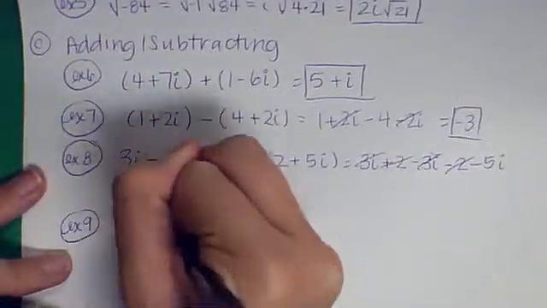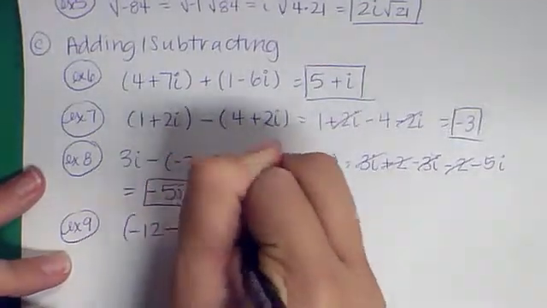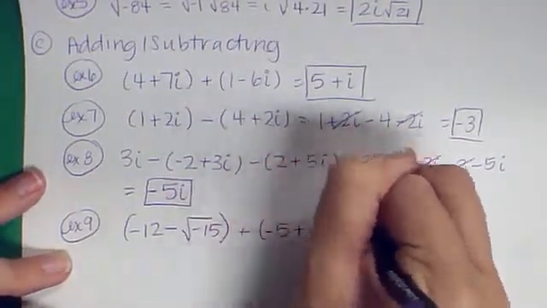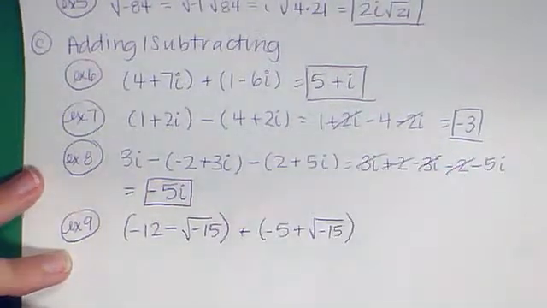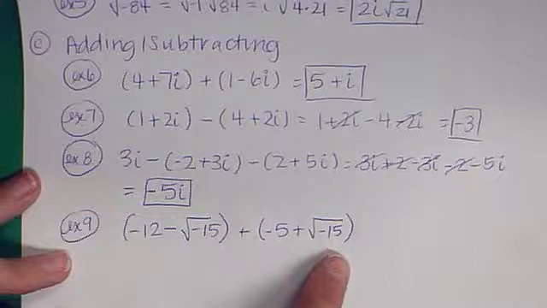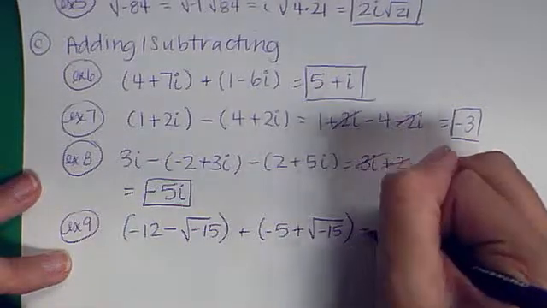Negative 12 minus the square root of negative 15 plus negative 5 plus the square root of negative 15. This time, I don't have any i terms, but I do have negatives under square root. My first step will be to simplify those pieces.